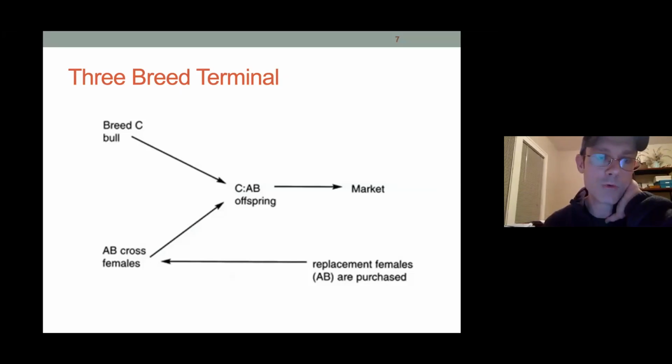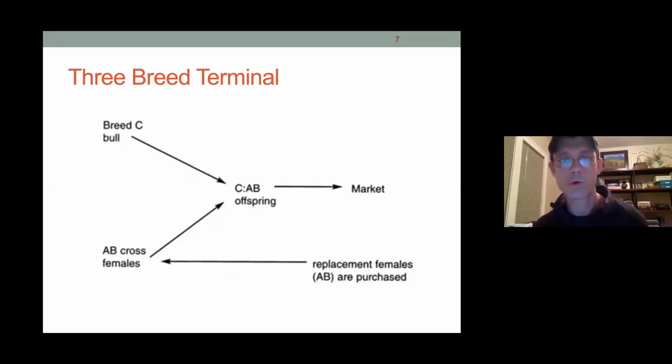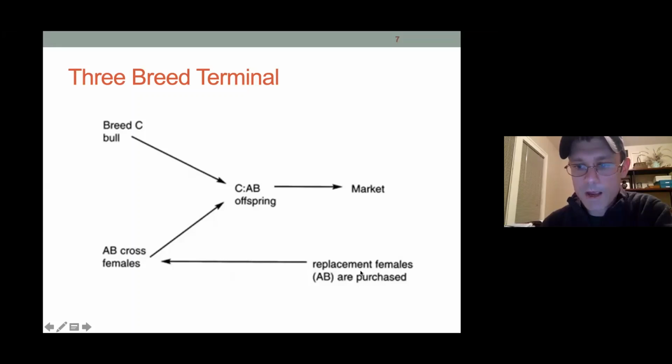And this is an example of what we call a 3-breed terminal crossbreeding system, whereby crossbred females, in this example, they're F1 females, first generation cross, are mated to a terminal breed of bull, so a completely different breed of bull, to produce all terminal offspring. Then they'd be half breed A and a quarter of each breed A and B. Half breed C, quarter of breeds A and B. And all those would go to market. So the replacement females are either purchased or they're produced from a separate enterprise on ranch.